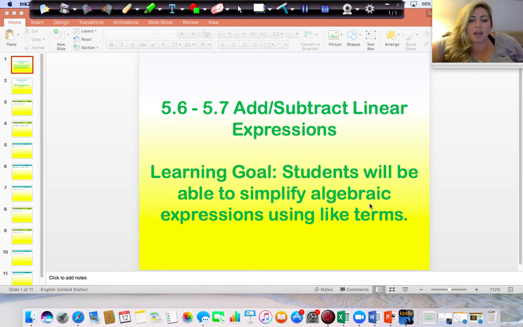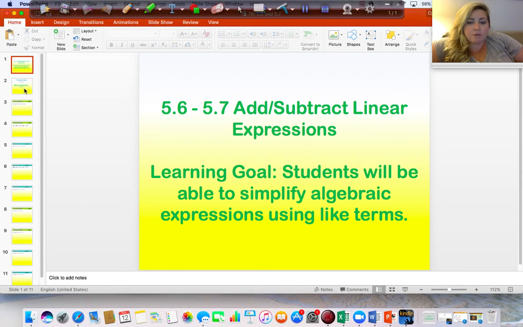Today we are doing Chapter 5, Lessons 6 and 7, which are adding and subtracting linear expressions. Our learning goal is that students will be able to simplify algebraic expressions using like terms. Make sure to write down all of this. This is an important lesson that we're going to be going over. And there are quite a few problems, but it's to get that practice and that repetition in. So make sure to write absolutely everything down. This is very important, okay?